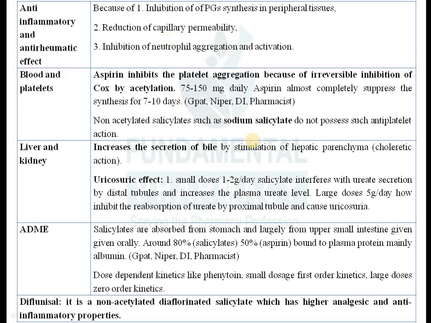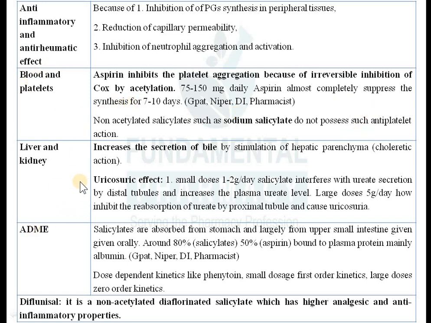This action is only in aspirin, not in other salicylates like sodium salicylate or methyl salicylate. They do not have the antiplatelet action. Why? Only the acetylated salicylate, the acetyl derivative of salicylate, has this action. So that is acetyl salicylic acid.